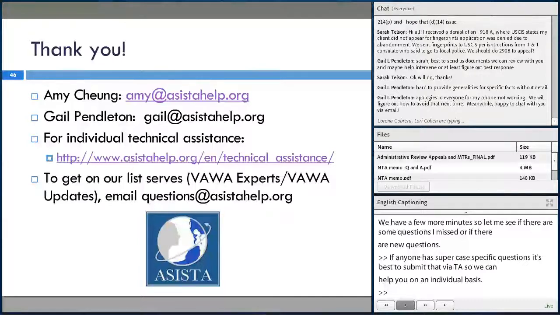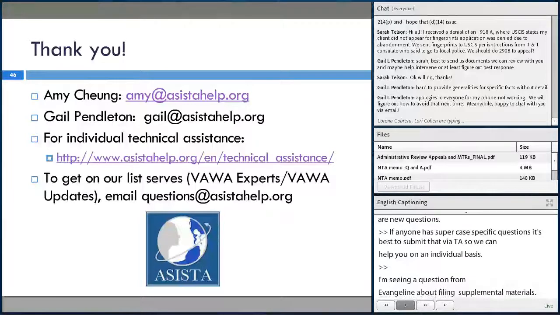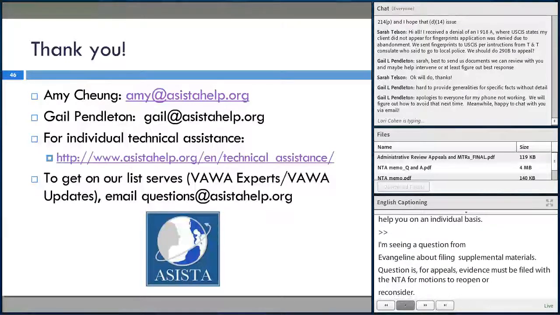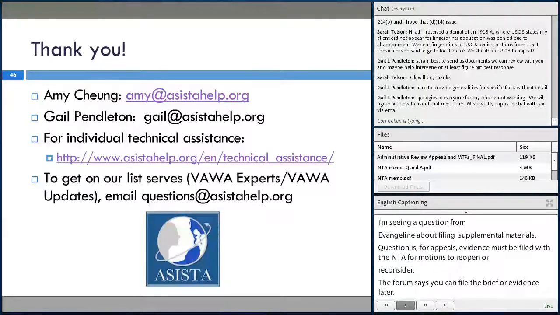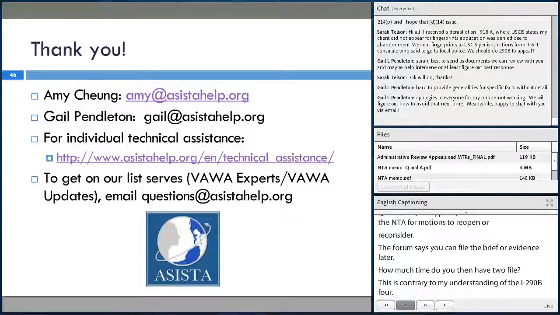Okay, so I'm seeing a question here from Evangeline about filing supplemental materials. The question is, for appeals, briefs and all evidence must be filed with the 290B, so within 30 or 33 days, for motions to reopen or reconsider. The form says that you can file the brief or evidence later. How much time do you then have to file? So this is actually contrary to my understanding of the 290B form, because I'm pretty sure you get extra time to file the brief for an appeal and not for the motion.